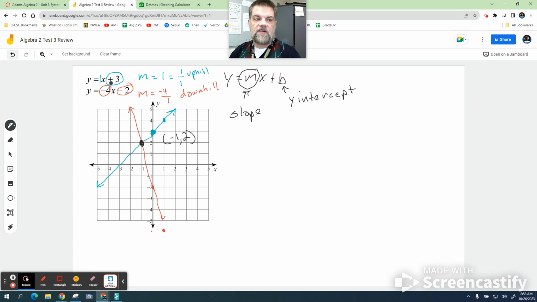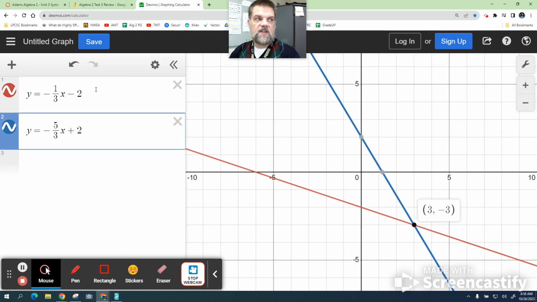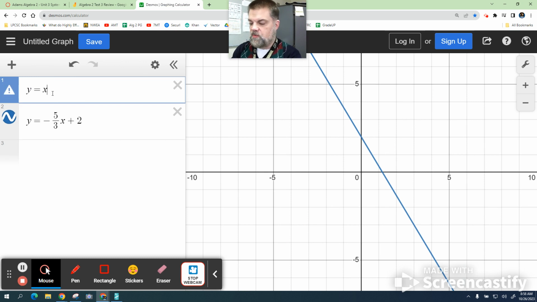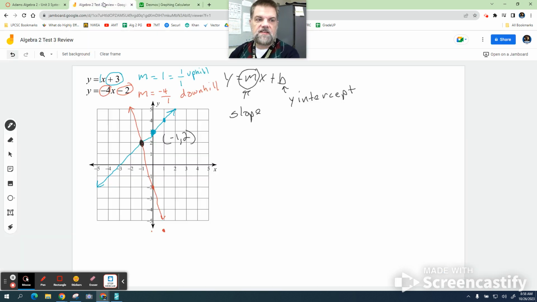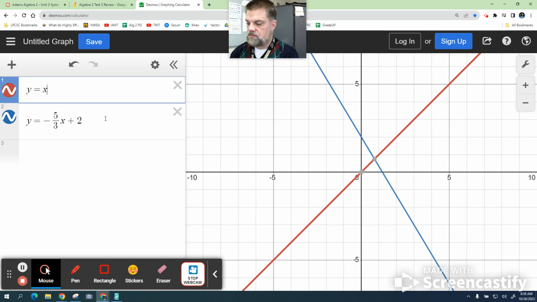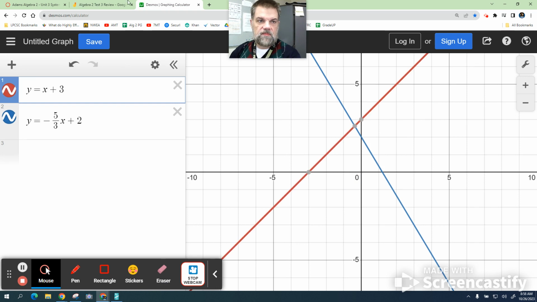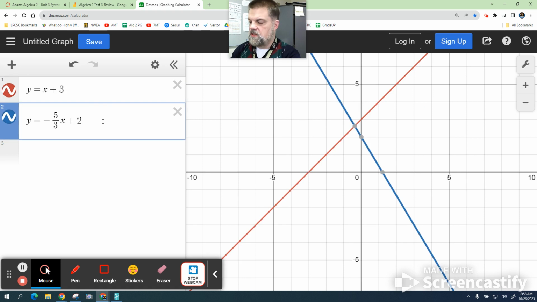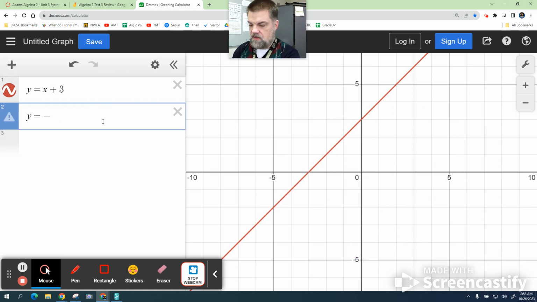Well, we can graph it, right? So if I plug this in the graphing calculator, I want everybody to do this on Desmos. We're going to say x plus 3, right? And then minus 4x minus 2. So this one becomes minus 4x minus 2. Look at that. Crosses right where I said it would.